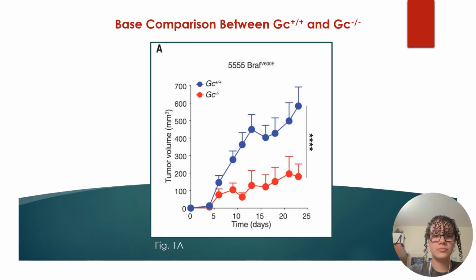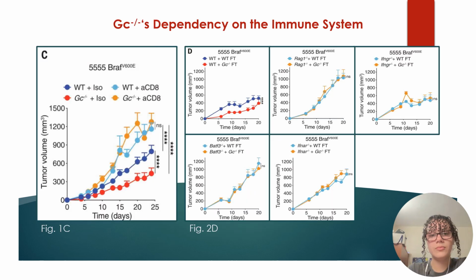Now for the results. This shows the base comparison between GC active and GC inactive over time with tumor development. As you can see here, GC active increases tumor volume, while GC inactive has a better anti-cancer response. These graphs show GC inactive's dependency on the immune system. This first graph might be a little hard to read, but if I break it down for you, I think it should be understood here.